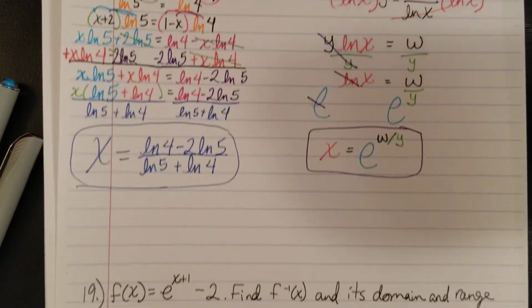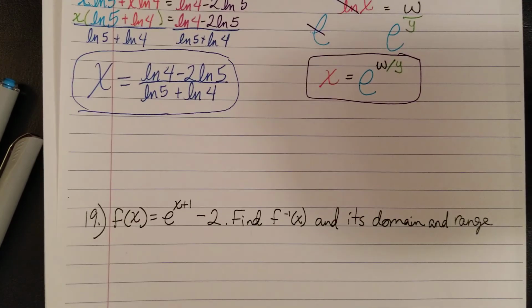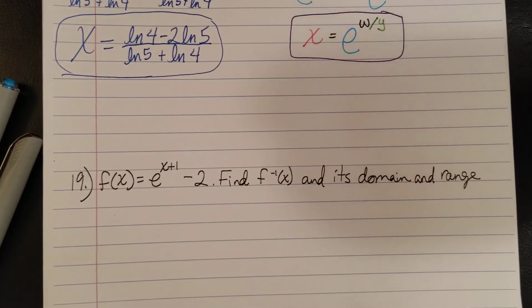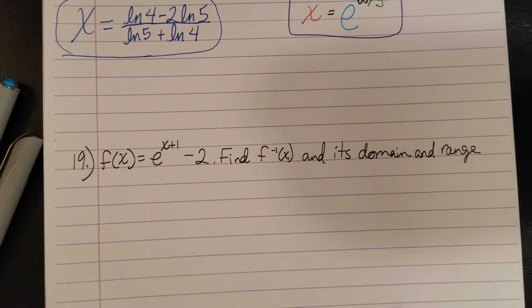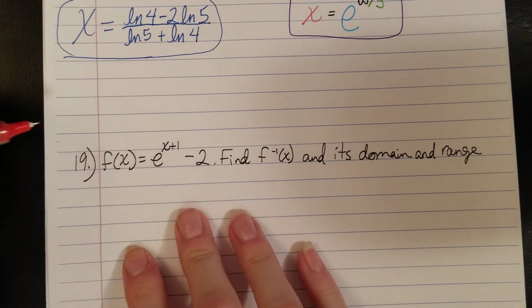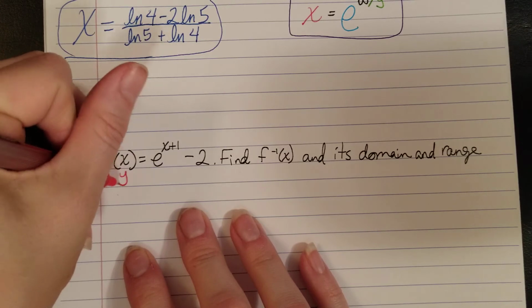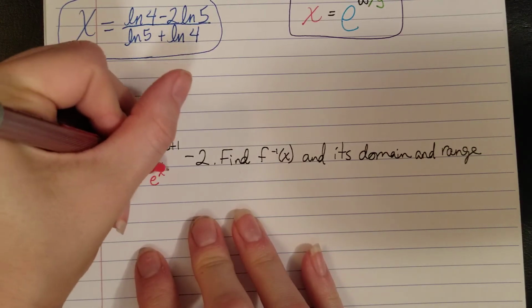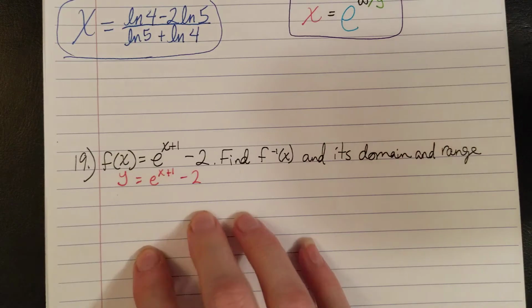All right. And number 19, seemingly sort of random here. It says f of x equals e to the power of x plus 1 minus 2. Find f inverse of x and its domain and range. Okay, so remember that when we find the inverse, we're going to switch the x and y. So let's start by instead of f of x, we're going to replace that with y. It's the same thing. So y equals e to the power of x plus 1 minus 2.